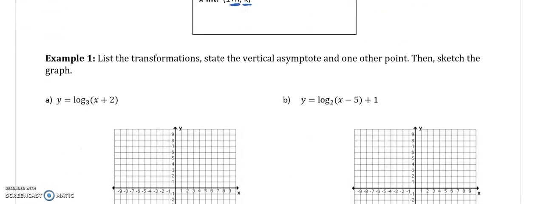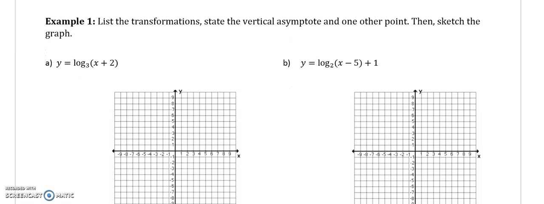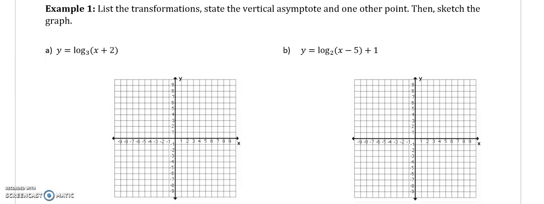So let's try a few. It says list the transformations, state the vertical asymptote and one other point, and then sketch the graph. So let's start with our transformations. This right here is one of those extra numbers that wasn't part of our parent function, so that's a transformation we're going to describe. So that's going to be a shift left 2. And then that's it. That's the only transformation we have. Remember, this is not a transformation. That's just your base. So I only have shift left 2.